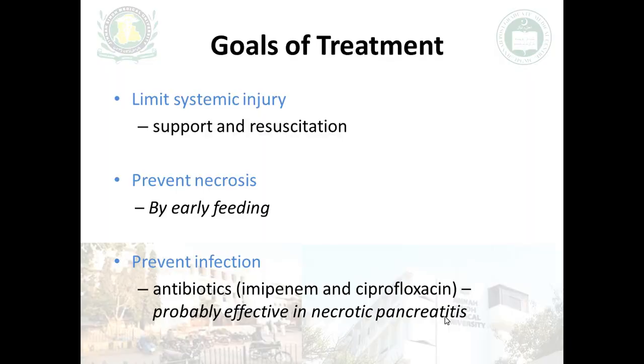So how do we treat cases of acute pancreatitis? The aim is to limit the systemic injury by support and resuscitation, prevent the necrosis of the pancreas by early feeding, and prevent infection by giving antibiotics, which are basically imipenem and ciprofloxacin, if necrotic pancreatitis has occurred. Otherwise, there is no role of antibiotics.